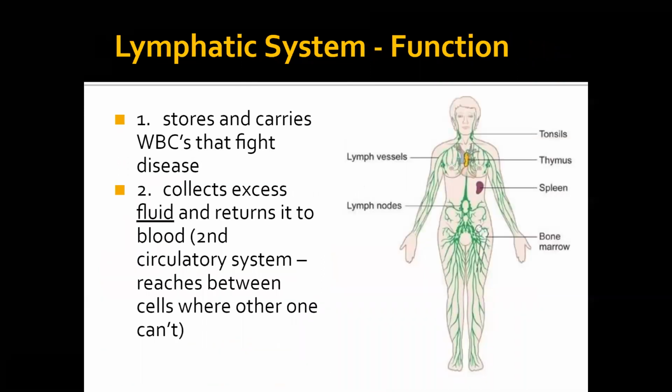And then our lymphatic system, which I had mentioned earlier, think of it as going right alongside your circulatory system. It's another system of vessels, but it doesn't contain blood. It contains lymph, which is fluid, but it's different than blood because it doesn't have any red blood cells in it. That is going to store and carry your white blood cells that are going to fight disease. It's also going to collect excess fluid from your circulatory system and then return it if necessary. So again, think of it as like a second circulatory system. It's going to reach between cells where one can't. Your circulatory system goes in certain places, your lymphatic system is going to go in others, and they're going to work together.